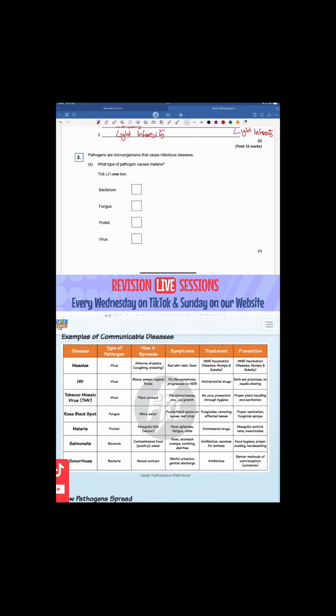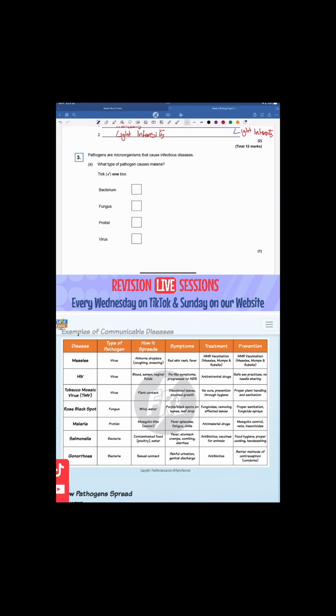Let's go to types. We've got a table here of all the ones you need to know. This is the only one. Malaria is the only one that's a protist. Okay, viruses, there's 3 viruses you need to know, 1 fungus, 1 protist and 2 bacterial. Malaria is a protist.